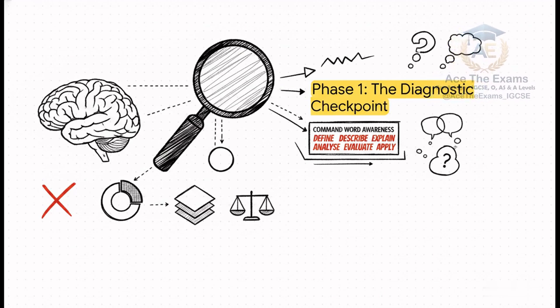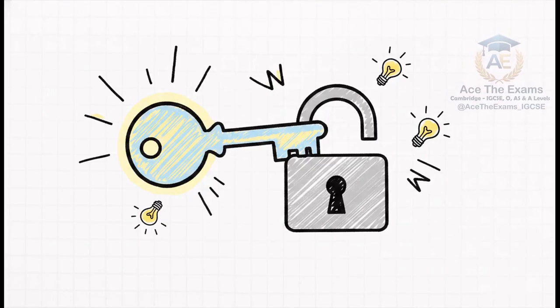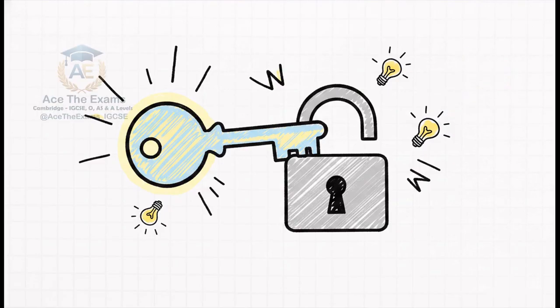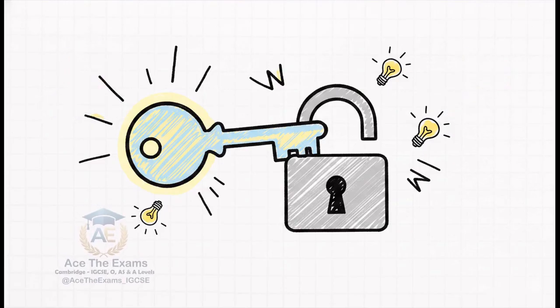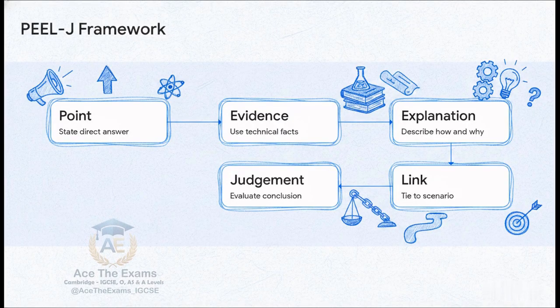Now, in just a moment, I'm going to let you in on a critical examiner clue that completely changes how marks are awarded. And I mean completely, even if your final answer turns out to be wrong. But to make that clue actually actionable for you, we first need to build the core answer framework that guarantees you're hitting those higher-order assessment objectives. Let's see how this builds our ultimate rescue tool, the PELJ framework.